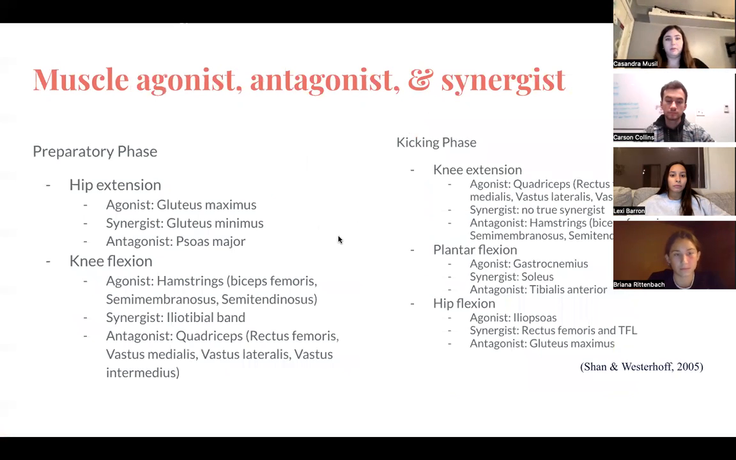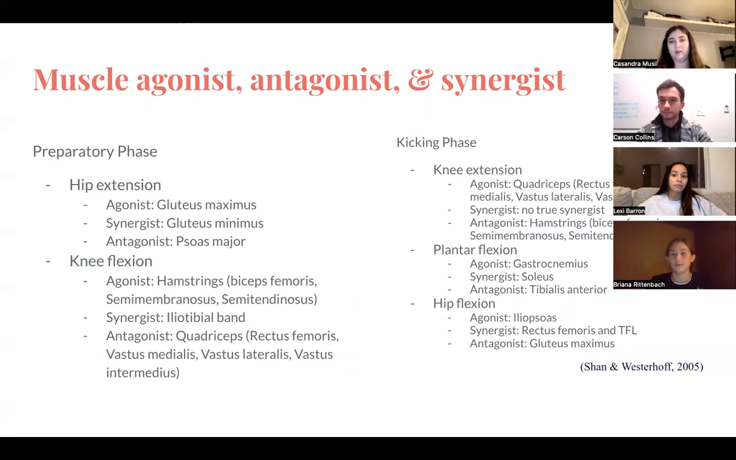The muscles that are included during the preparatory phase to provide hip extension: the agonist is the gluteus maximus, the synergist is the gluteus minimus, and then the antagonist, which is working against it, is the psoas major. For knee flexion, the agonist is the hamstrings, which includes the biceps femoris, semimembranosus, and semitendinosus. The synergist is the iliotibial band, and then the antagonist is the quadriceps, which includes rectus femoris, vastus medialis, vastus lateralis, and vastus intermedius.